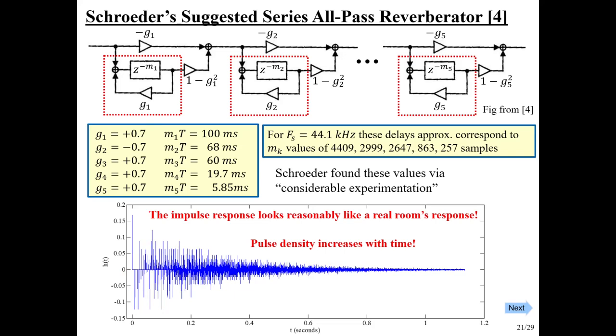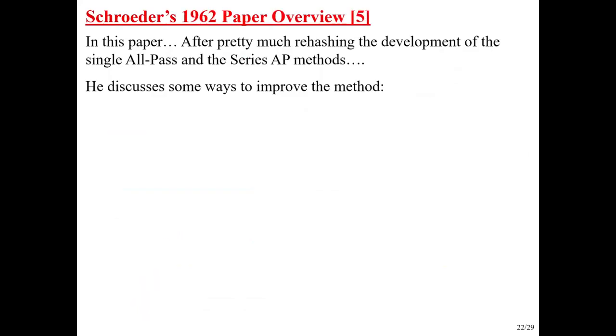Now, does it sound perfect? No, it doesn't. But this is actually pretty good for 1961, the very first attempt at this that was successful. The light bulb that Edison first developed probably looked less like today's light bulbs than Schroeder's first impulse response looks like what today's reverb impulse responses look like. So, pretty good. Now, that was his 1961 paper.